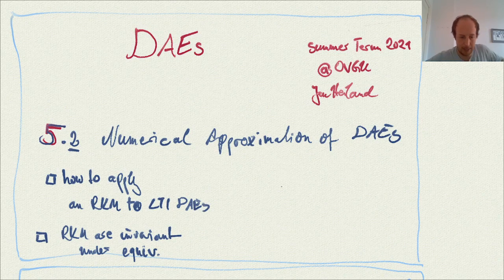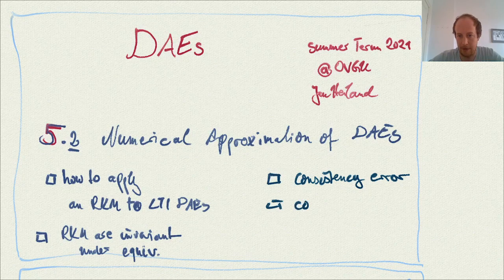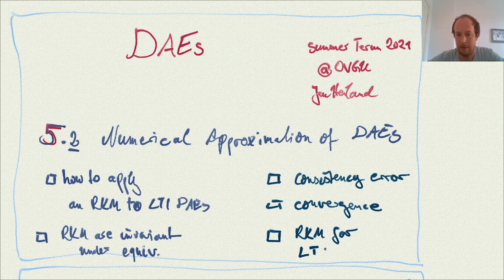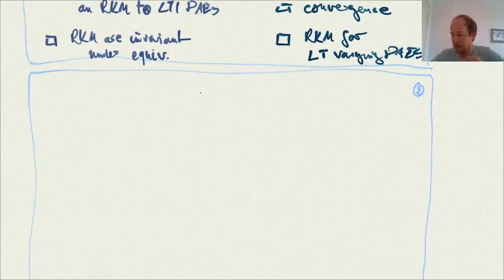Okay, so this was last week, and today we will look into consistency error, convergence. There will be some stability involved, and then there will be a little note on RKM for linear time varying DAEs. That's all we will have today. All right, so maybe we just start.